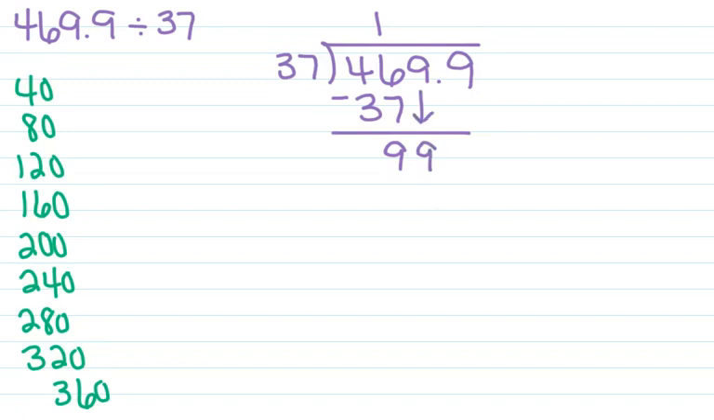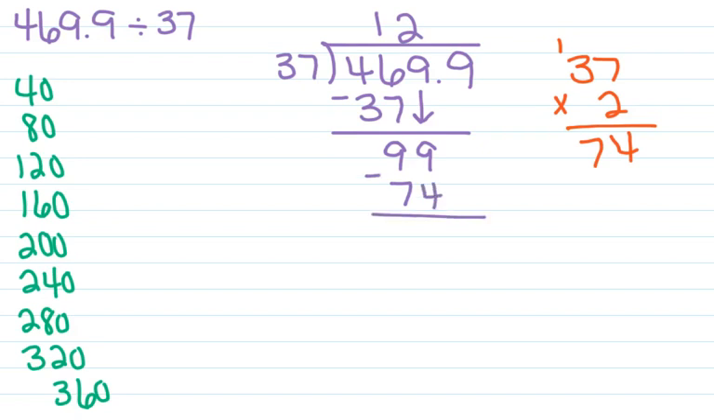37 goes into 99. I'll estimate 1, 2, just 2 times. So now I'm going to do that off to the side. 37 times 2. I get 74. When I subtract, I get 25. Now I have to bring down that 9. So now I need to know how many times does 37 go into 259?